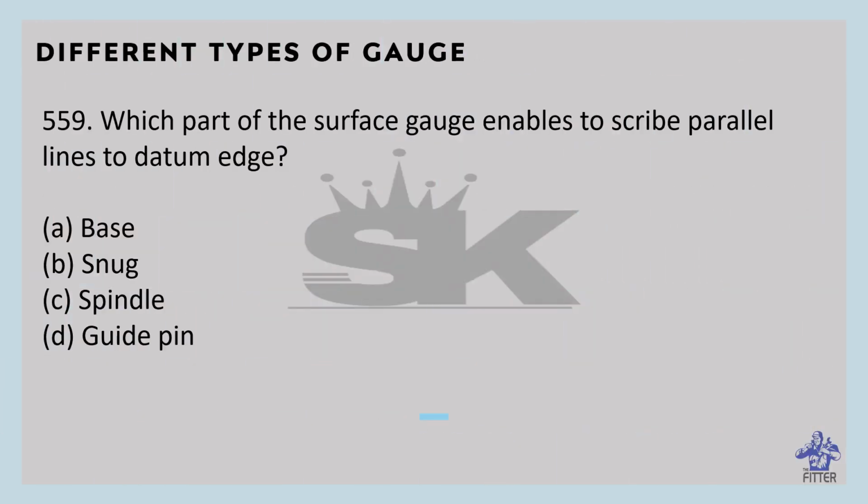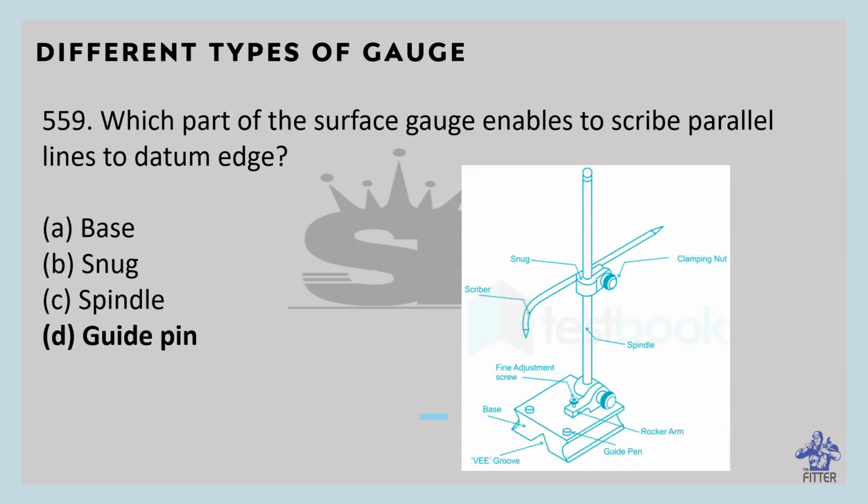Which part of the surface gauge enables to scribe parallel lines to the datum? That is guide pins. You can see here in the image, button-like structures are there. So these are the guide pins, used to scribe parallel lines to the datum.